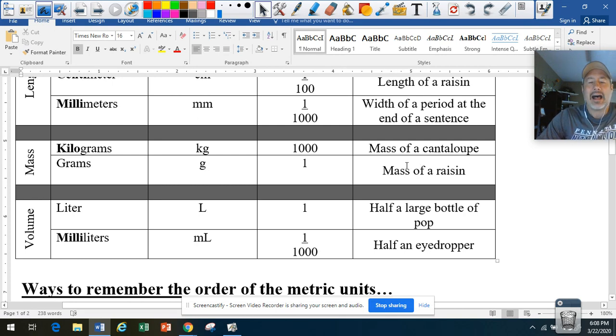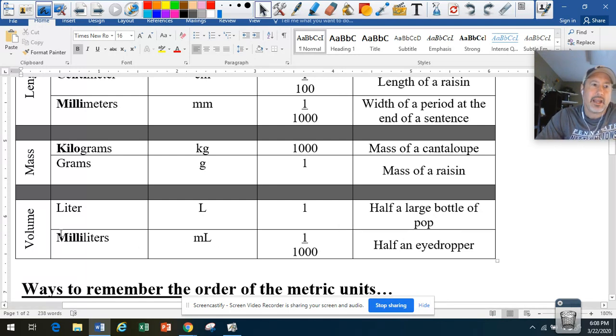Then we get into how much we can fill something up. When we're dealing with that, we're dealing with volume. With volume, we're going to start with our liters first. That's our base unit. We use the capital letter L. We use that as 1, and figure that as half a bottle of pop, because our pop is in 2 liters. So if you go half of that, that's our 1 liter.